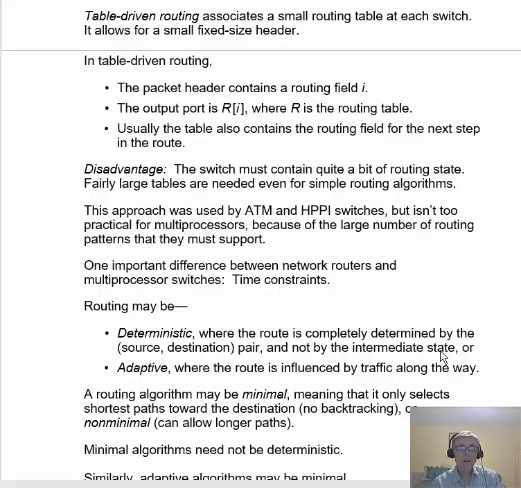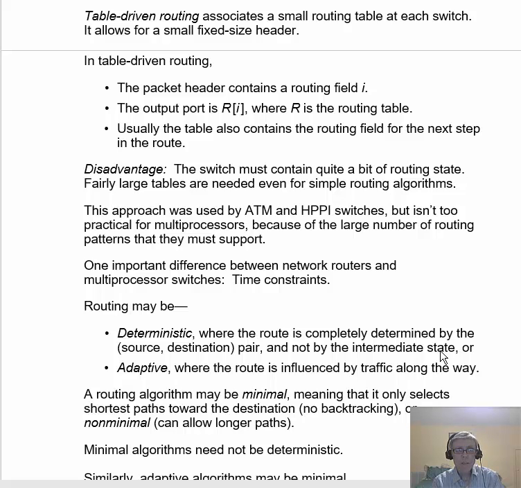The disadvantage is that all of the switches need to contain routing state, and that means fairly large tables are needed. This approach was used by ATM and HPPI switches, but not very frequently on multiprocessors, just because of the large number of routing patterns that multiprocessors need to support. You need to have, for example, adaptive routing to route around congestion, and that requires larger tables.